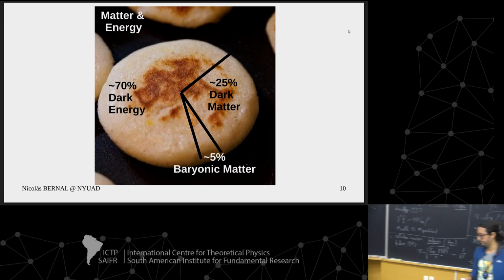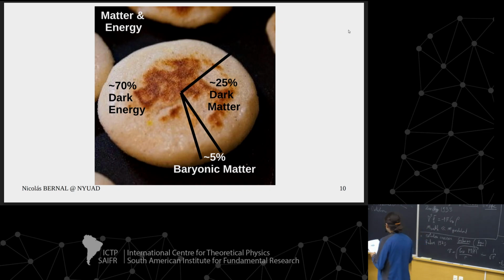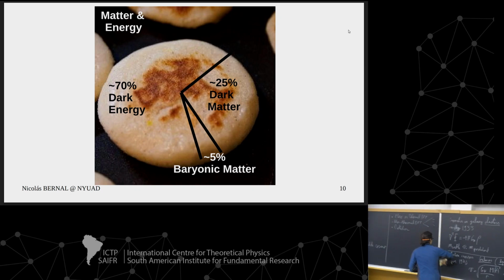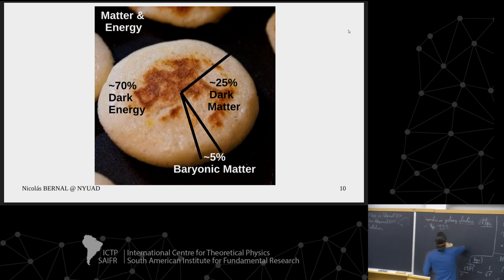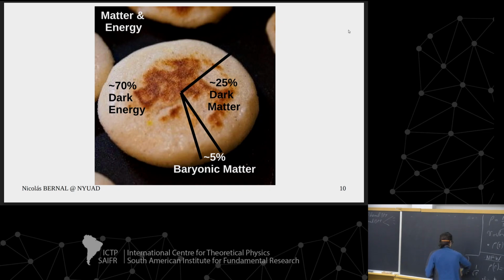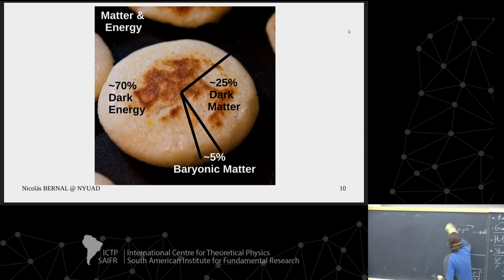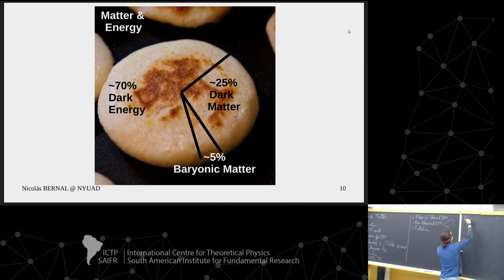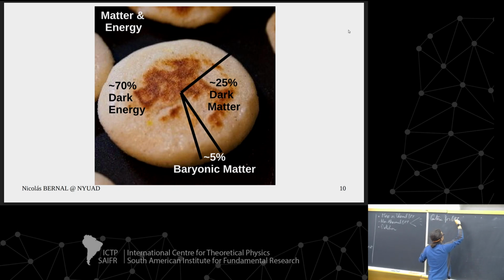Okay, criteria for dark matter. So we're kind of convinced that dark matter is here, but what are the properties of the dark matter? Criteria: what conditions does a viable dark matter candidate have to fulfill? First, we know the density from the CMB.